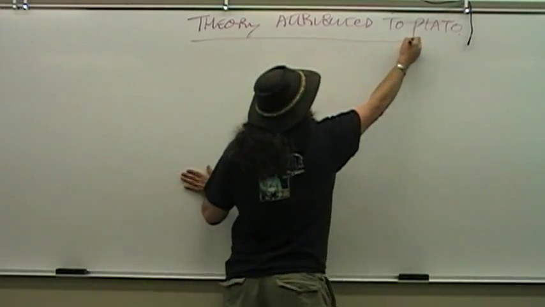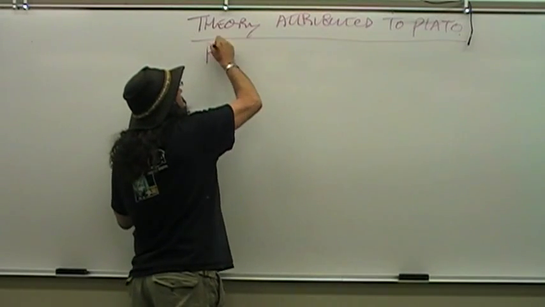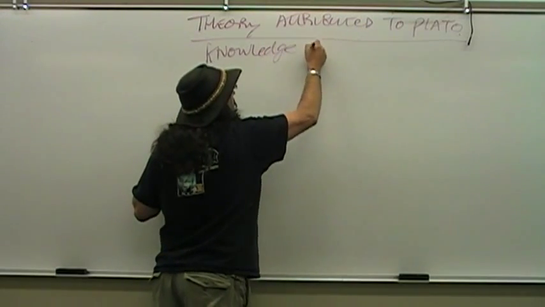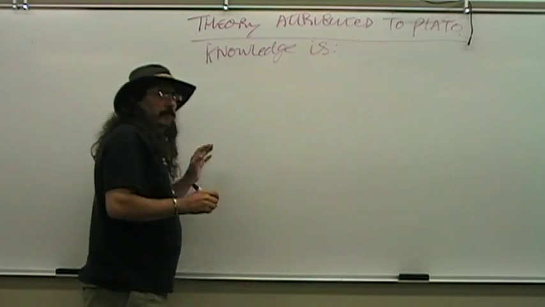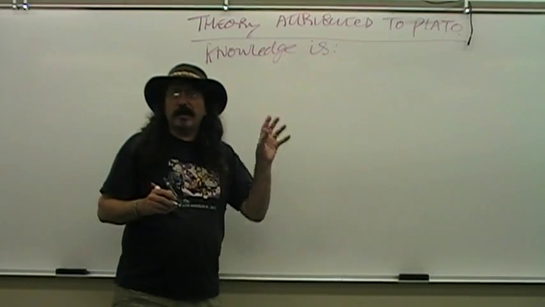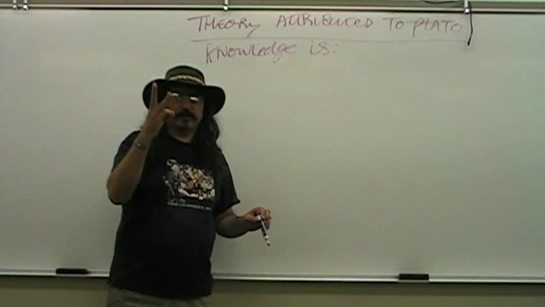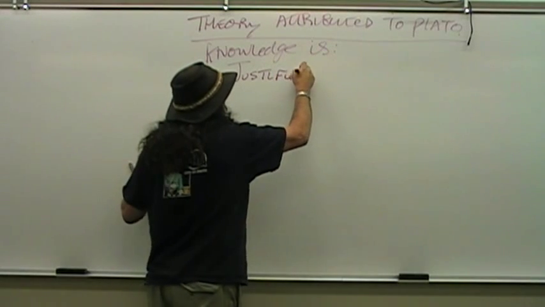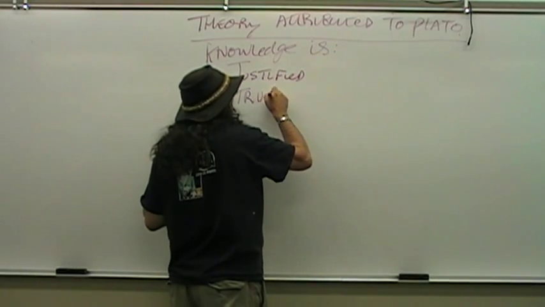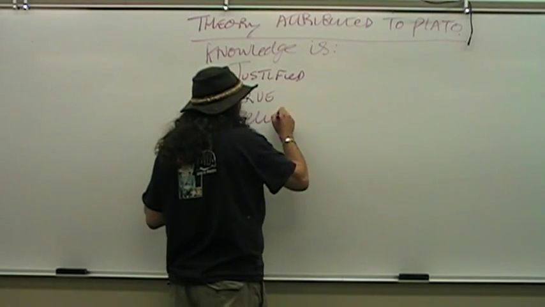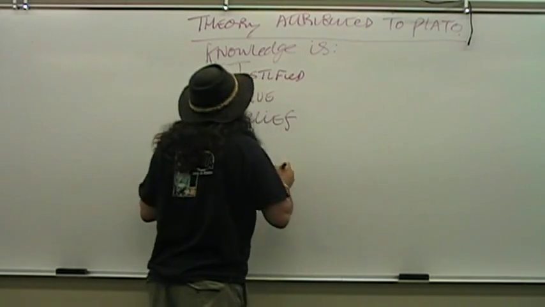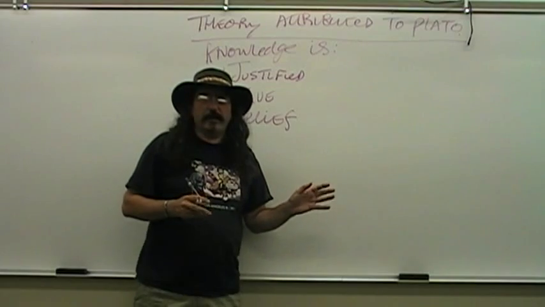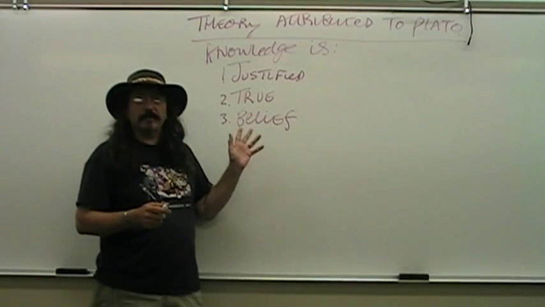So, here's a theory of knowledge attributed to Plato. According to this theory, knowledge has exactly three elements. According to this theory, knowledge is justified, true belief.